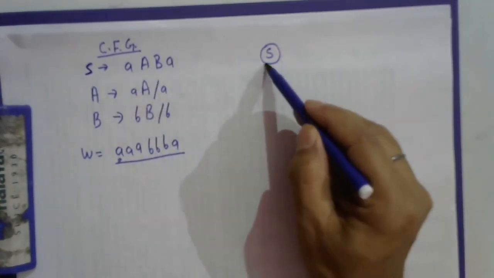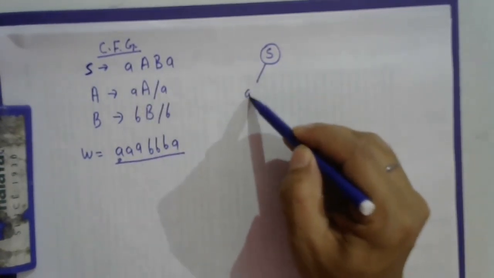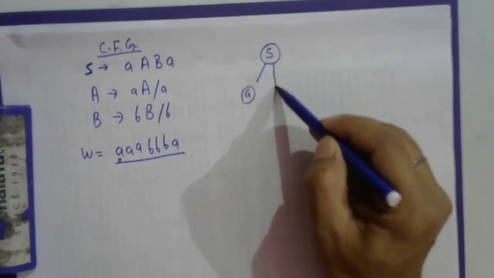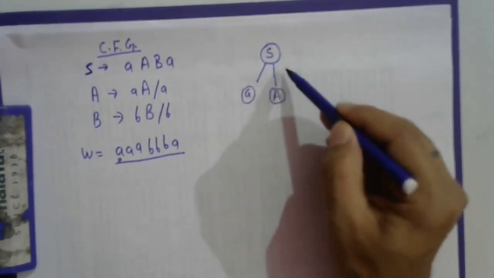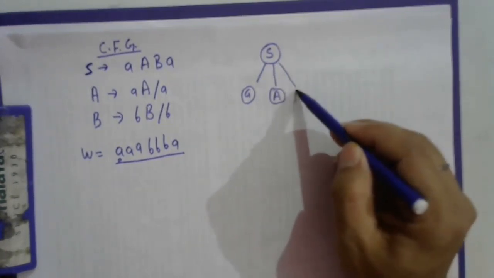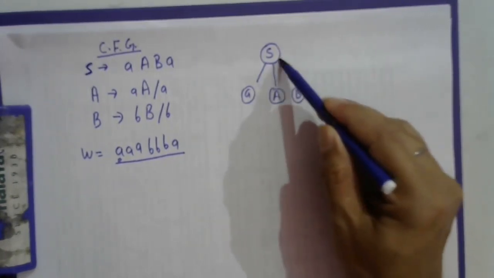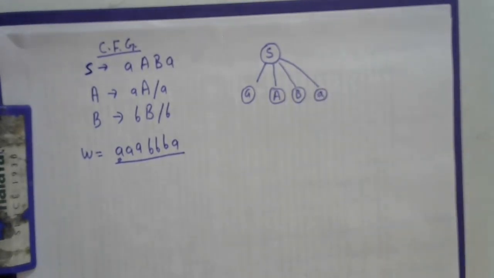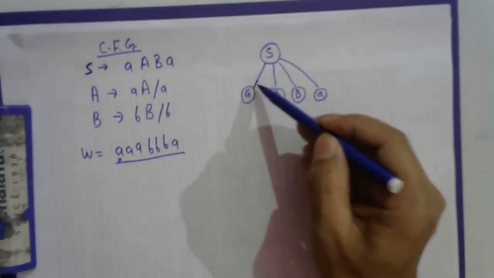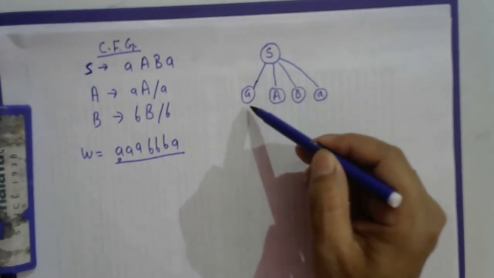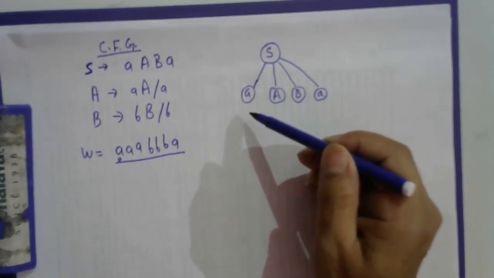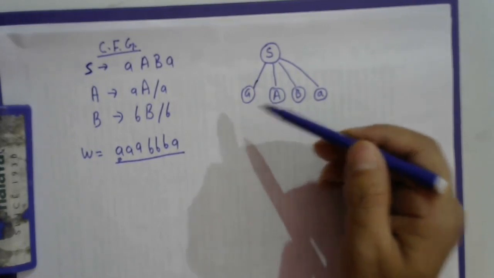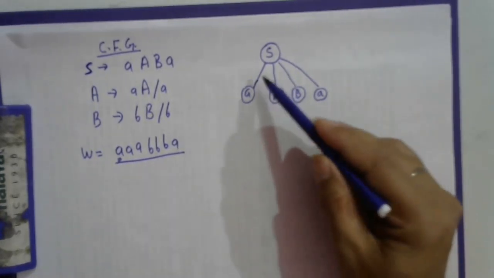Then we can open this first production like this, A. Then the second is your capital A. Then the third child is your capital B. And the next one is your small a. After the first leaf node, that is an alphabet symbol, you cannot further extend this branch.